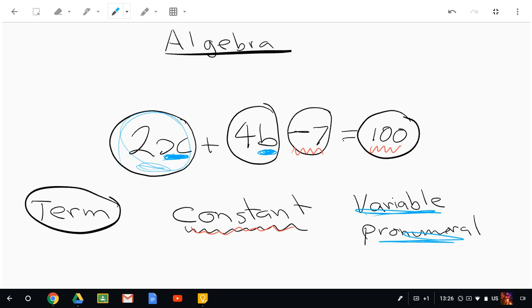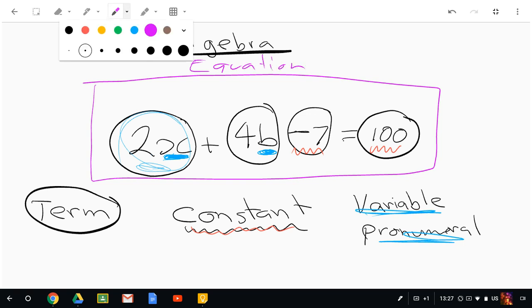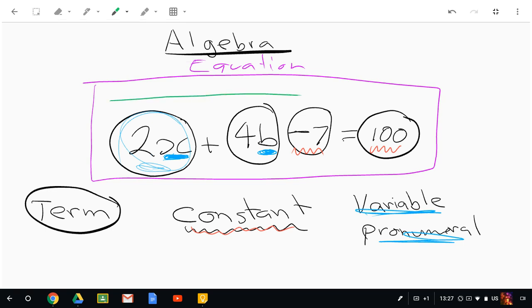The other thing that I've used here is I've talked about an equation, and this whole box here is an algebraic equation. It's different than if I say an expression. An expression is part of an equation. So this part here is called an expression.